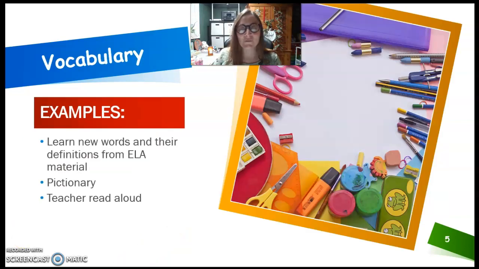Vocabulary is what a word means. Vocabulary is different for each person. Most vocabulary is learned from conversations and different kinds of media.